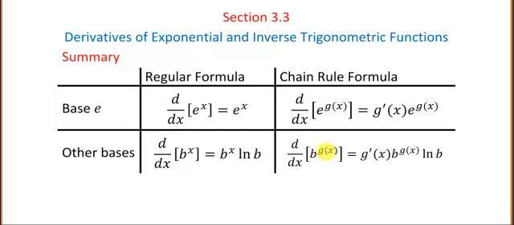The derivative of b to the g of x is g prime of x times b to the g of x, but then times that natural log of b. So remember, multiply by the natural log of the base. If the base is e, the natural log is 1, so we don't really see that we've been multiplying by it. Okay, this is how you take the derivatives of exponential functions.